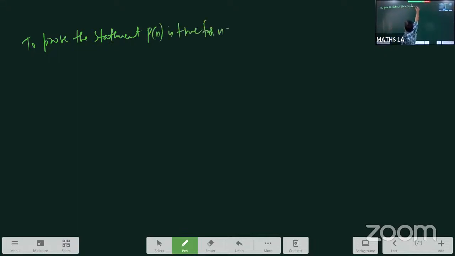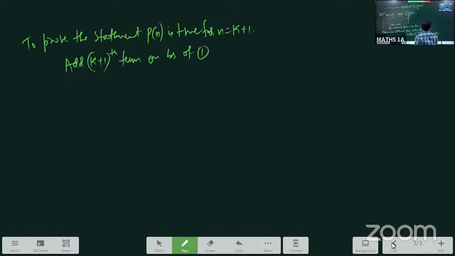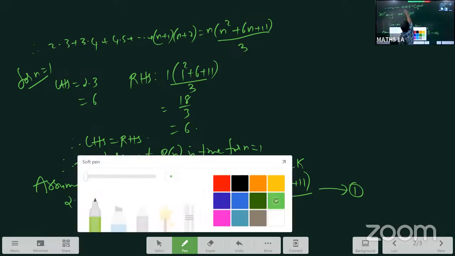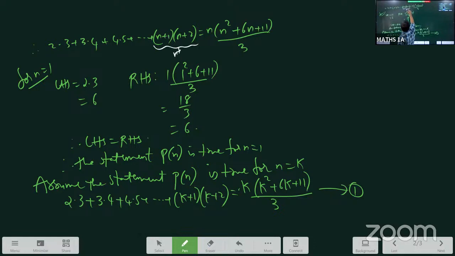Next, to prove the statement P of n is true for n equal to k plus 1. Now for that, what should I do? Add the k plus 1th term on both sides of equation 1. So what is your nth term actually? This is your nth term. In this nth term, you put n as k plus 1.